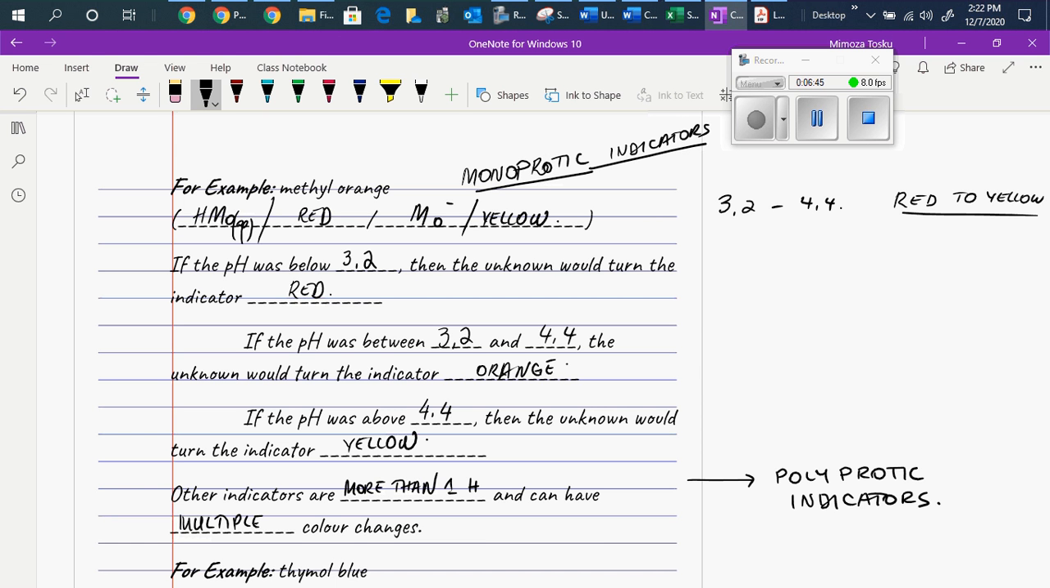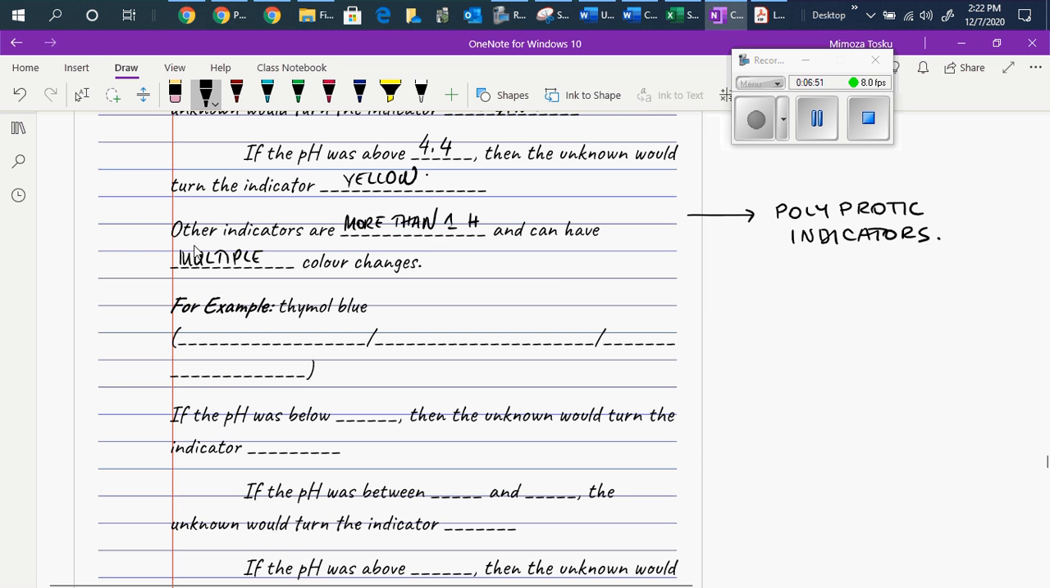Let's say thymol blue. For thymol blue, you have H2TB (aqueous), which is red, then HTB minus (aqueous), which is yellow, and then the last one is TB2 minus, which is blue.